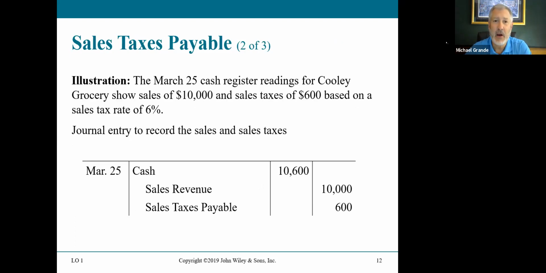Here's an example. On March 25th, cash register readings for Cooley Grocery show sales of $10,000 and sales tax of $600 based on the sales tax rate of 6%. Here's the journal entry. What's important to understand here is that the sales revenue is only for the sales price and not the sales tax. They received cash of $10,600, but $10,000 was revenue, goes on the income statement. Sales tax payable is a liability, shows up on the balance sheet.